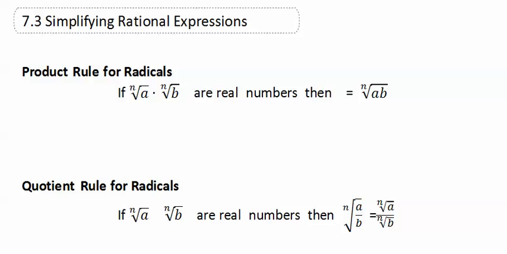Section 7.3, we're going to divide into two sections again. The first part of the section, we're going to talk about simplifying radical expressions. And there's two rules that you're going to need to know about radical expressions. First one is the product rule, and the second one's the quotient rule.